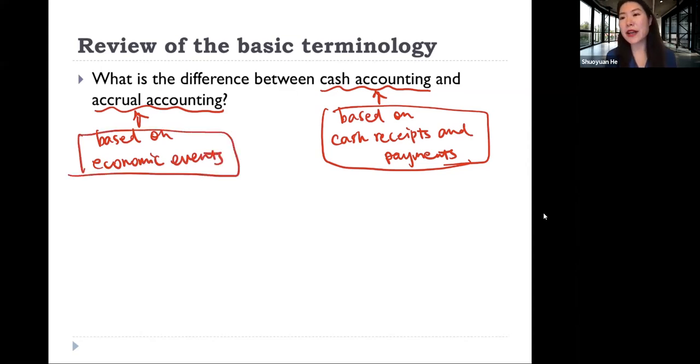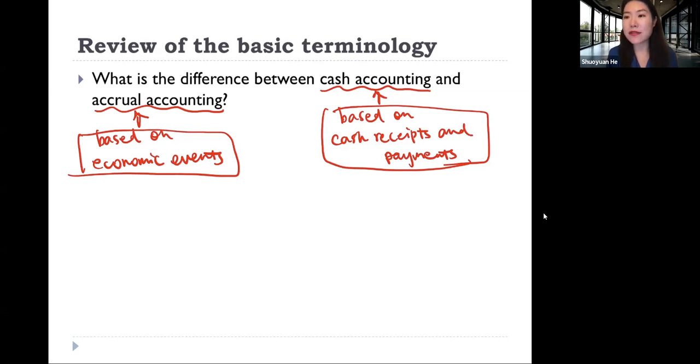So the occurrence of economic event does not really need to be at the same time as cash receipt and payment. If a firm makes a sale, sometimes it may ask its customer to pay in advance. Sometimes it may allow its customer to pay later. So according to cash accounting, we only record revenue when the firm is receiving cash. But according to accrual accounting, we don't record revenue when the cash is received, but we need to record revenue when the sale is made.